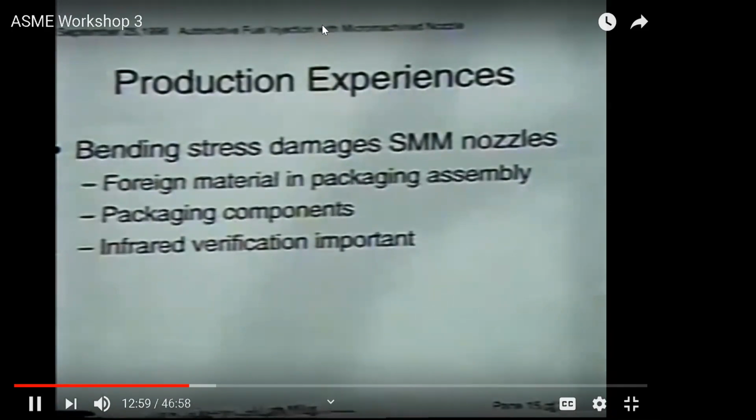induced by basically two different types of features. The first one deals with foreign material in the package assembly. This starts with foreign material that's created in the pocket of the pocket tape that's sent to the factory, as well as foreign material that's generated during the handling operation and getting it into a valve assembly. The package components also contributed to the bending stress problem, and we're going to go into those in a little more detail here.